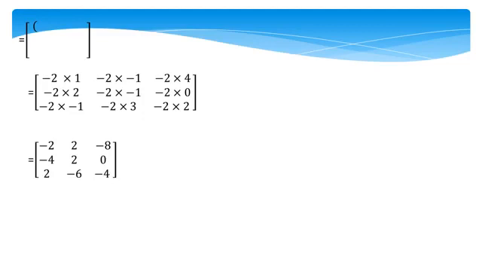Minus 2 multiplied by minus 1, minus times minus is plus, and 2 ones are 2. Minus 2 multiplied by 3, minus times plus is minus, and 2 threes are 6. Minus 2 multiplied by 2, minus times plus is minus, and 2 twos are 4, and the product is minus 2, 2, minus 8, minus 4, 0, 2, minus 6, and minus 4.